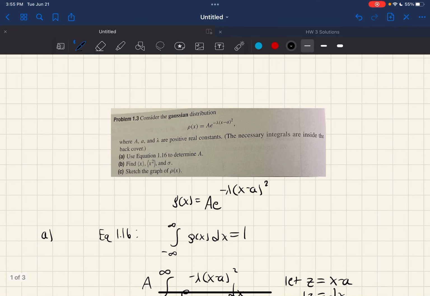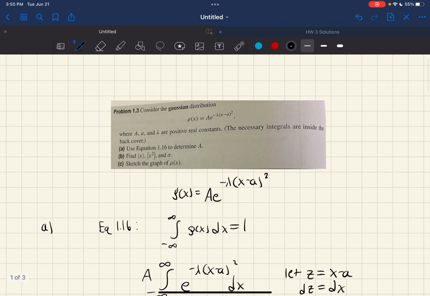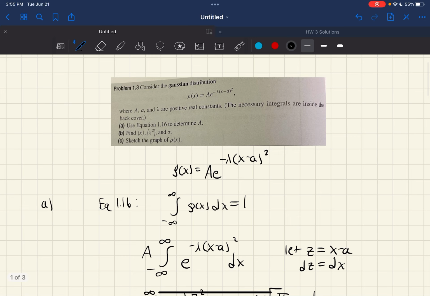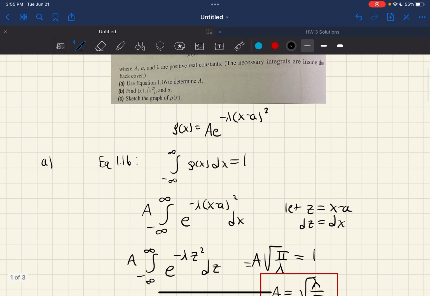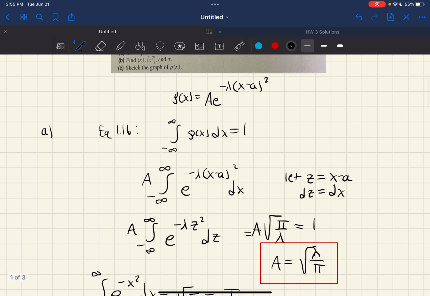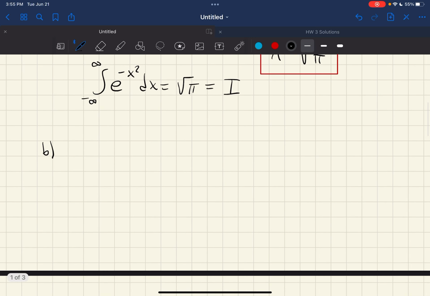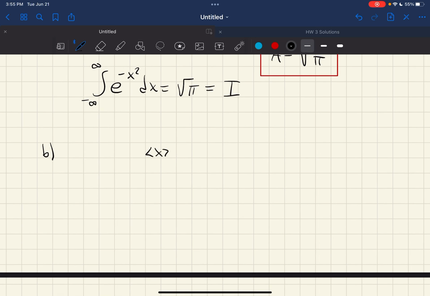All right, part B asks us to find the expectation value of x, x squared, and then the standard deviation, or the uncertainty in x. So first, let's find the expectation value of x. The expectation value of x is given by the integral from negative infinity to infinity of x rho of x dx. So let's just substitute in rho of x, and I'll pull out the a.